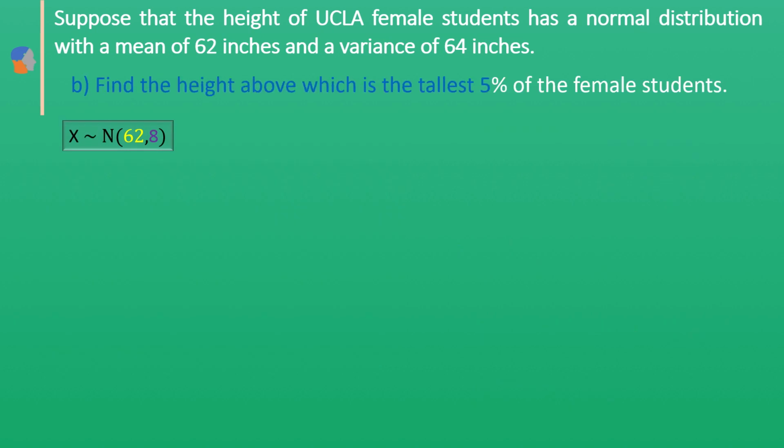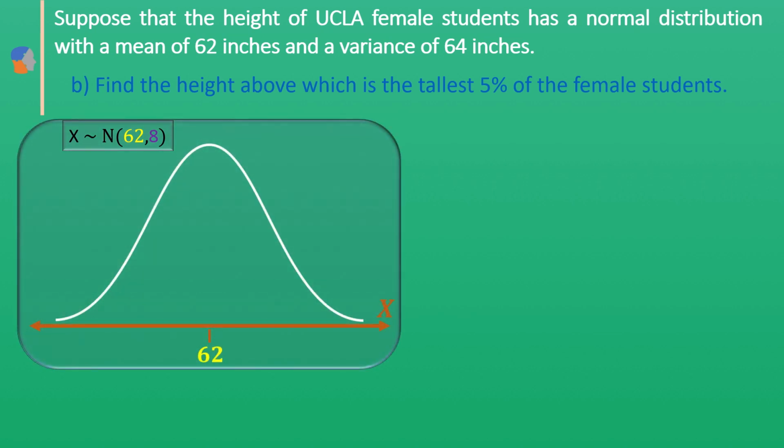Part B. Find the height above which is the tallest 5% of the female students. Then how do we find it? It is actually very similar, but in this case we need to consider the tallest. That means this area, here it is 0.05. Can we use the table for the 0.05? No. Why? It is the right corner area, or right of P95.